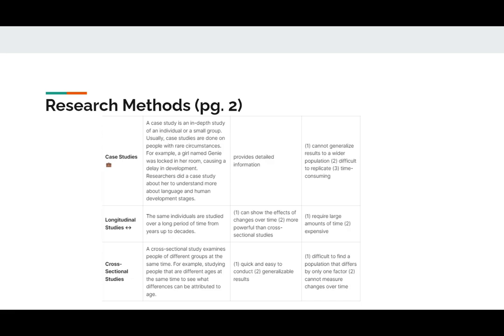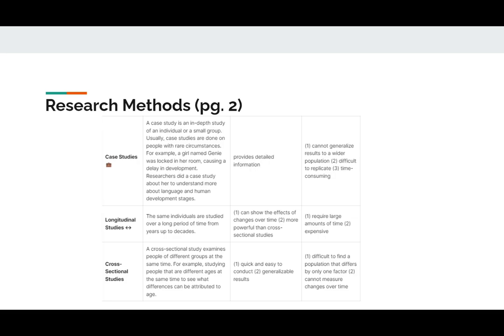Okay, now we have cross-sectional studies, which examine people of different groups at the same time. For example, studying people that are different ages at the same time to see what differences can be attributed to age. This is really commonly used; I saw a lot of questions on it in AP Psych, either in the mock exam or the actual exam.